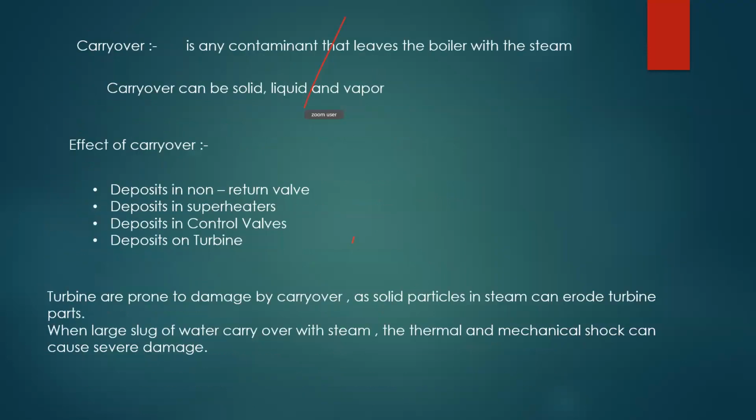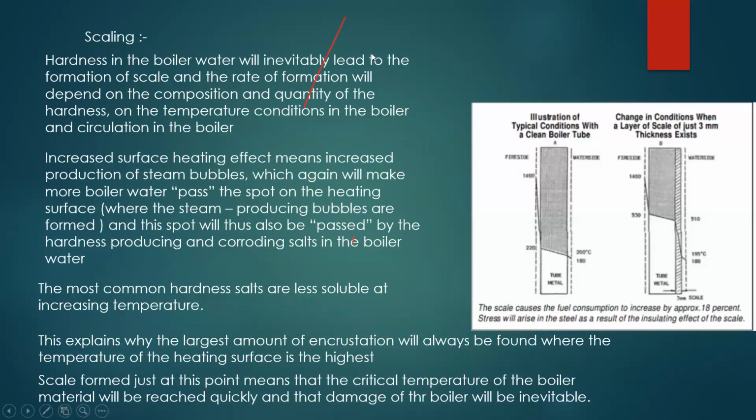Next is scaling. So what is scaling? Scaling means that due to excessive heating in boilers, scale formation will occur, because we have materials like calcium chloride, calcium sulfate, magnesium chloride. All these have temporary and permanent hardness, right? Sulfates also. So what happened?